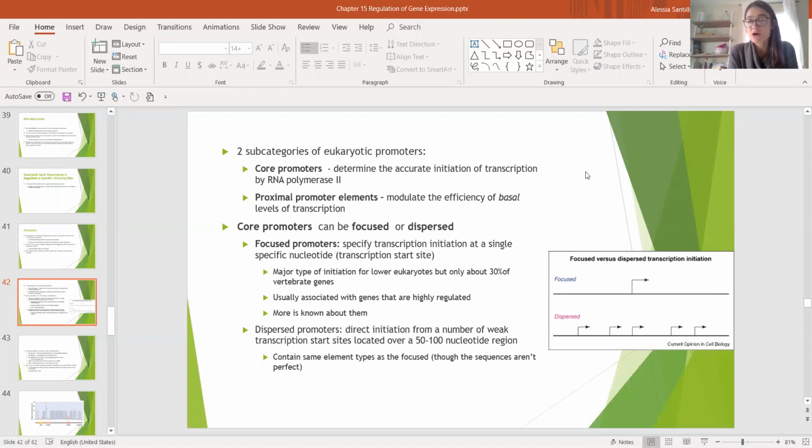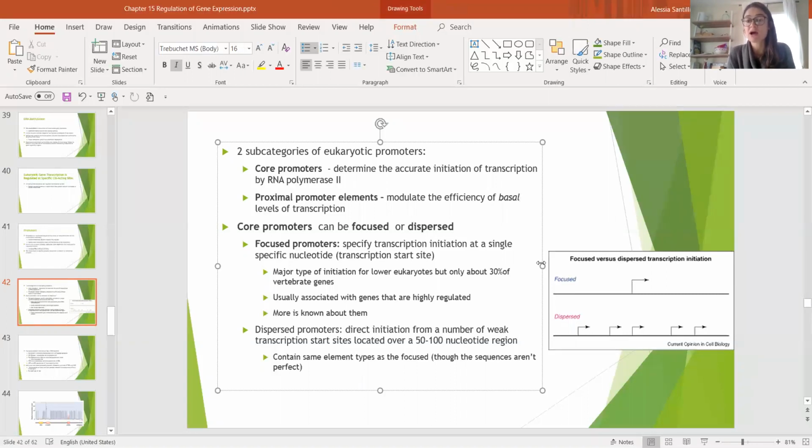So core promoters determine the accurate initiation of transcription by RNA polymerase II. So they're found essentially in front of most of the genes that will then become proteins, most of the genes that have to become mRNA. We also have proximal promoter elements. These guys are present and they modulate the efficiency of basal level transcription.